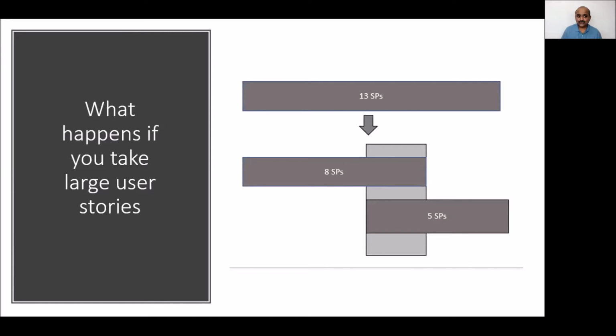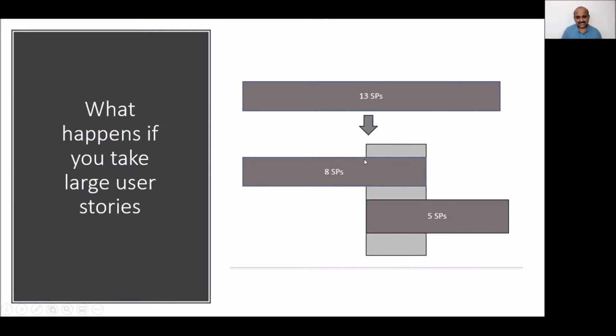So what happens if you take larger user stories? If you are unable to split them because you don't know the technique of splitting, let us suppose you want to continue with these 13 story points. What happens is you end up developing certain redundant functionality.